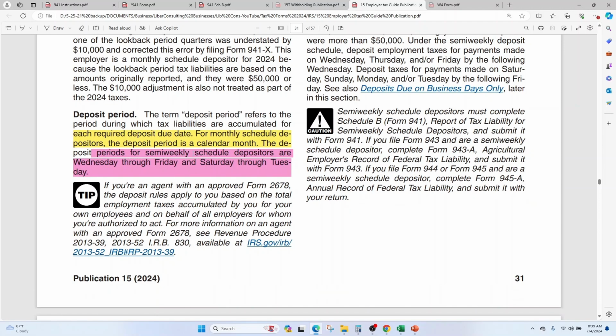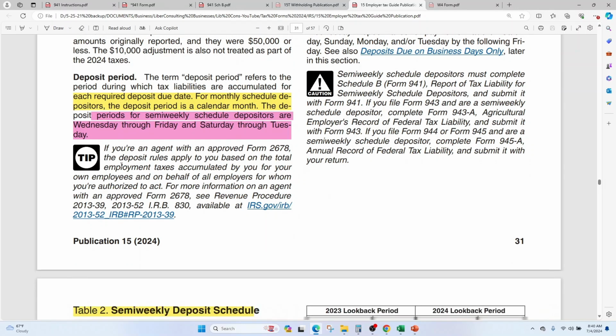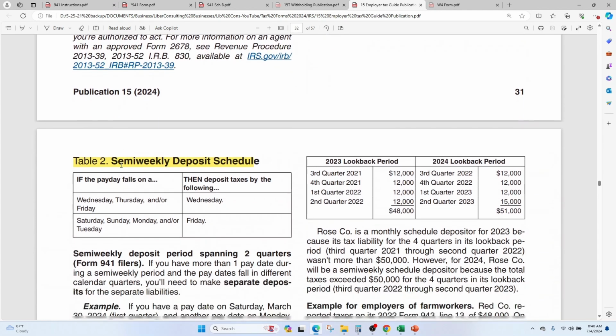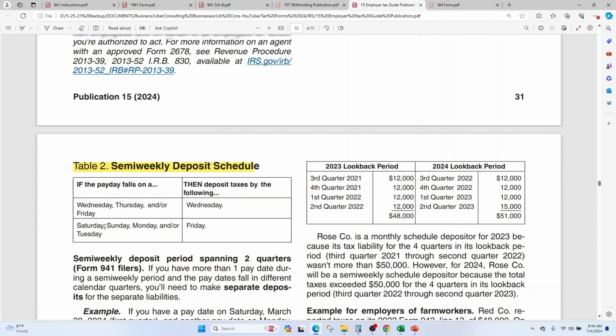The deposit periods for a semi-weekly scheduled depositor are Wednesday through Friday and Saturday through Tuesday, if that makes sense. So let's say that again: Wednesday through Friday and Saturday through Tuesday. If you go to the table, when you pay people from Wednesday through Friday, you make that deposit on the following Wednesday. And when you pay people from Saturday to Tuesday, then you make that deposit by Friday.